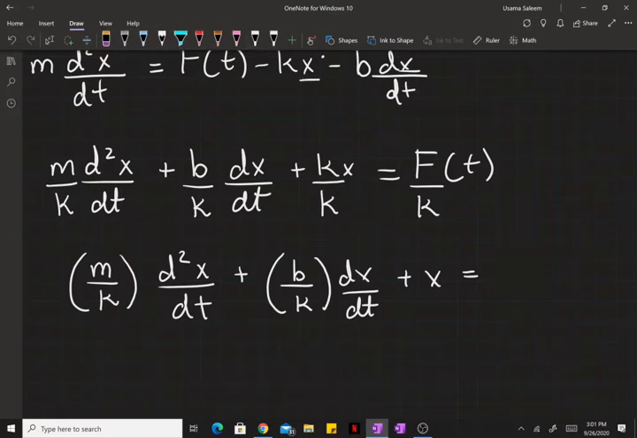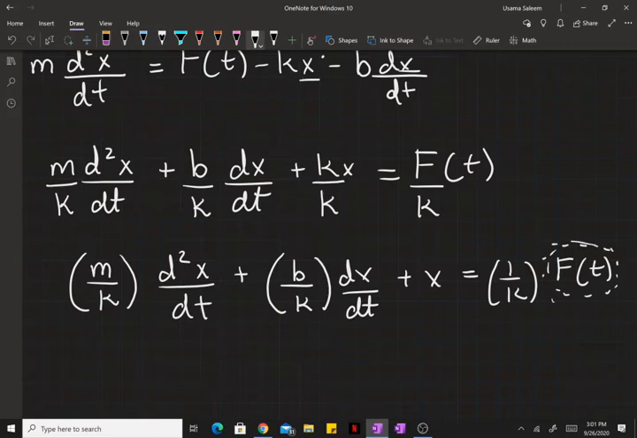I'll just write this as 1 over k times the forcing function, because f of t can take many forms. This can be a periodically varying force, this could be an impulse, this could be a step function, so this could take many forms. Hence we'll leave it in its most general form.